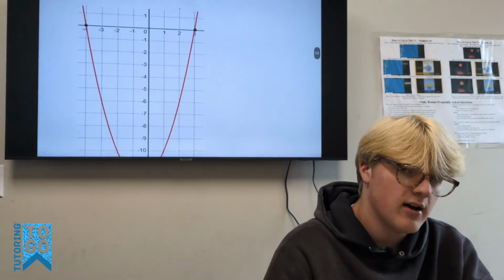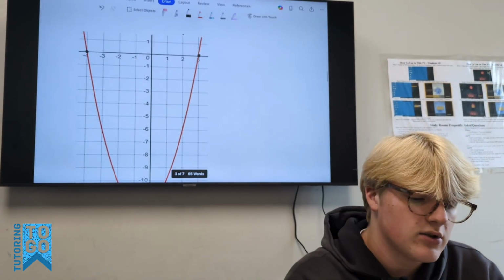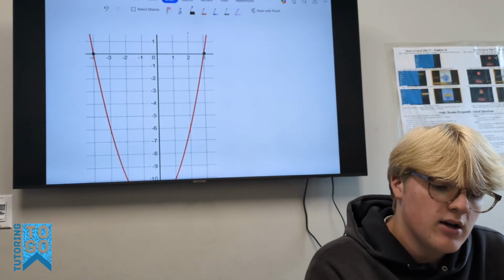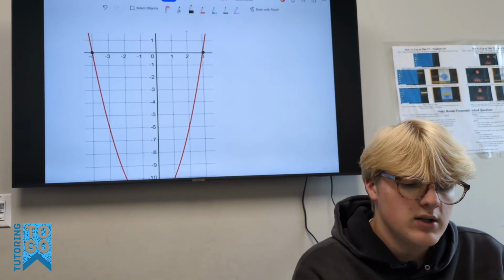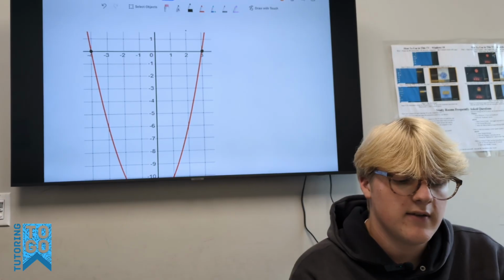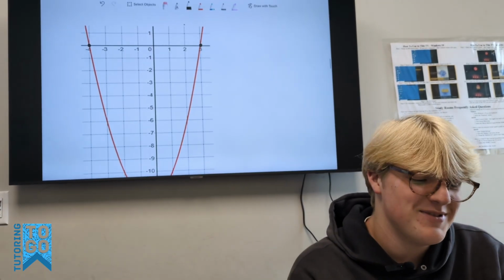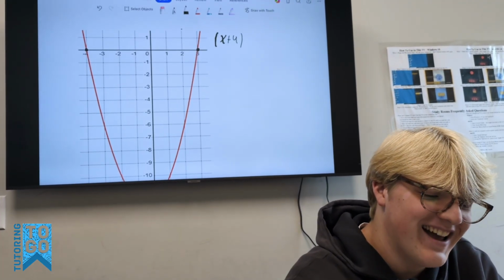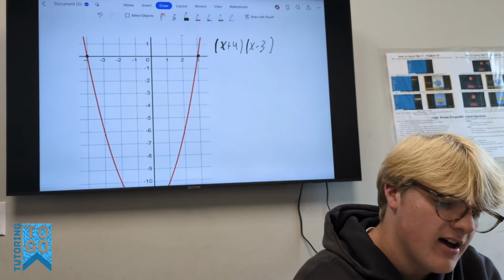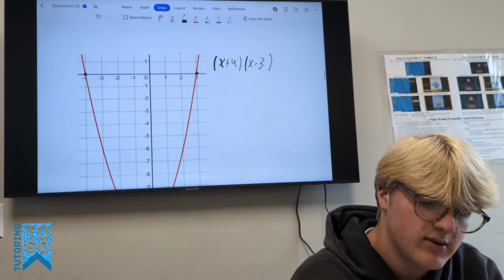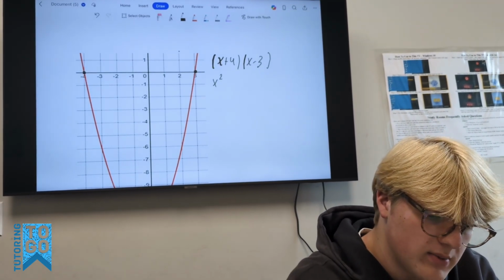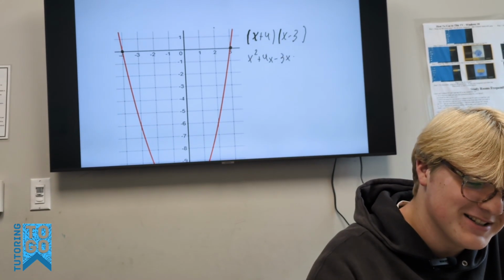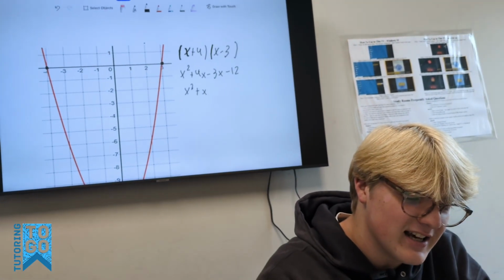But now we're going to see this graph where the roots aren't defined for us. But as we can see, it goes through negative 4 and it goes through x equals 3. So again, we want to do the opposite because when we're talking about variables that affect the x-axis, it is going to be opposite. So it is going to be x plus 4 and x minus 3. And then again, we can factor that out to get the polynomial equation, which would be x squared plus 4x minus 3x minus 12, to get x squared plus x minus 12.